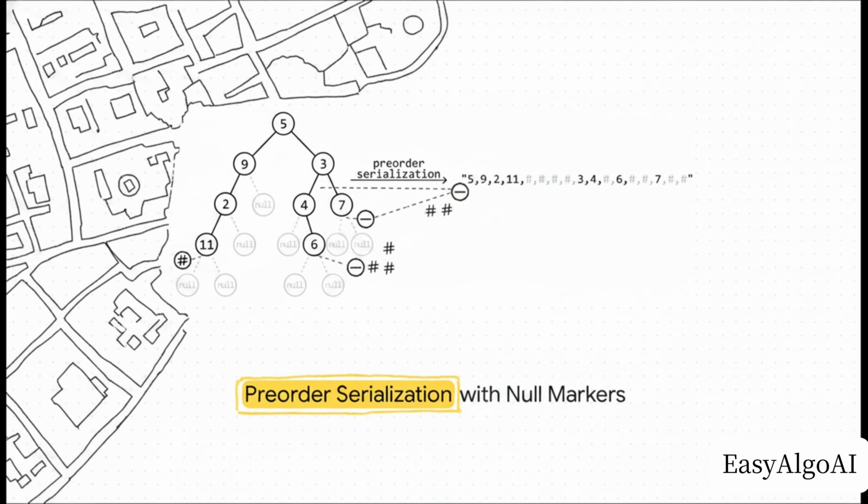By explicitly marking those faded null child nodes with hashtags, we completely eliminate any structural ambiguity. Notice how leaf nodes, like the 11, are immediately followed by 2 hashtags. That's essentially telling our future deserializer, hey, stop here, this branch is completely done.